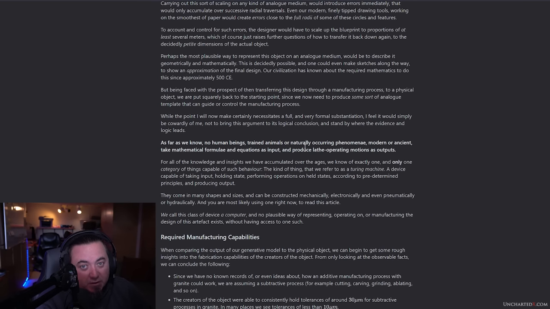So, all right, remember this. So you've designed this thing with maths. How do you then take that math and get it into some sort of manufacturing process that creates motions and movements to create it as an output?